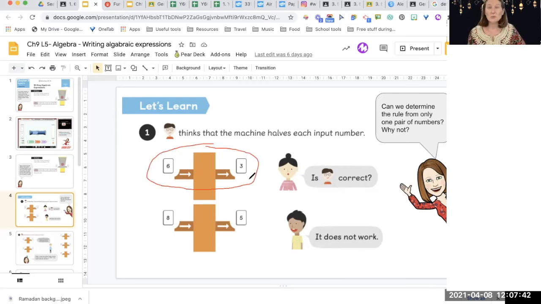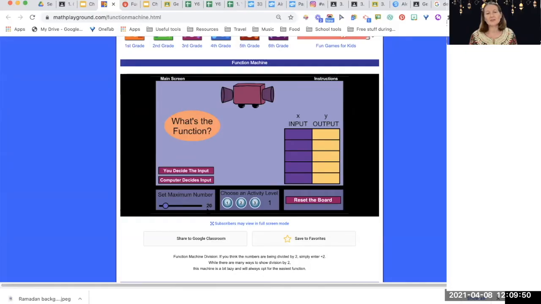So you need to see more than one set of answers sometimes to figure out a rule, because there could be more than one rule that works for one set of answers, but when you look at the other ones, you realize which one it has to be. So we need to look at more than one result sometimes. We're going to set it to 20 and then we're going to choose computer decides.